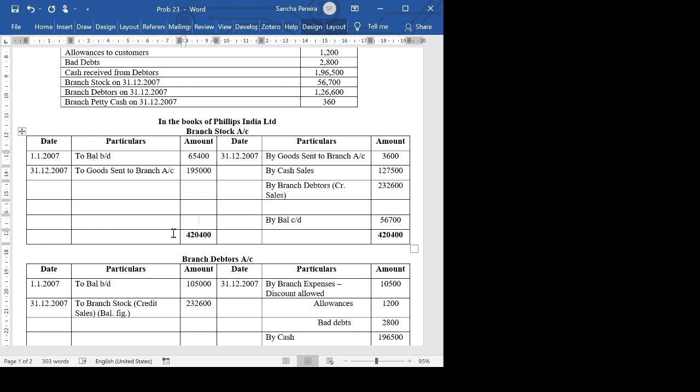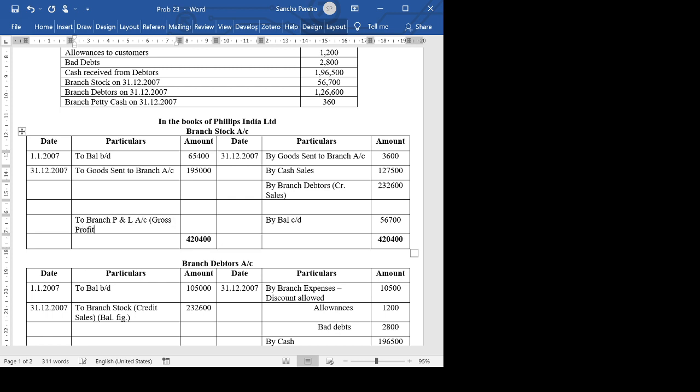But here we don't have the adjustment account. So the balancing figure of this becomes gross profit or gross loss, whatever it is. Okay, so remember that thing. Whenever the goods are transferred at cost, there's no adjustment account, and hence gross profit is the balancing figure of the stock. So here we will have to branch profit and loss account. In brackets, I'm going to put it as gross profit.